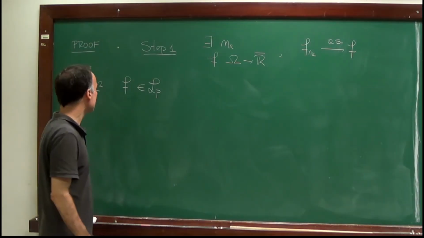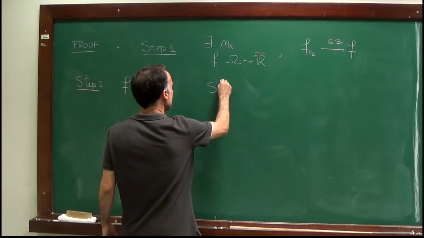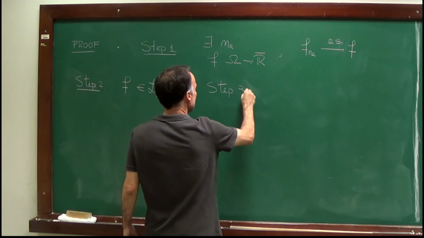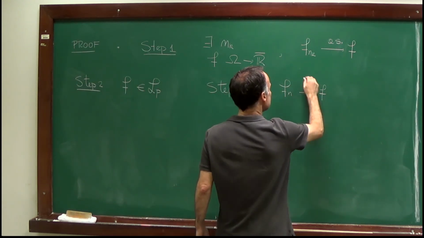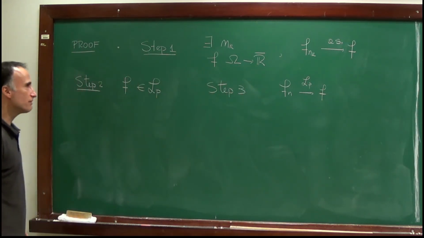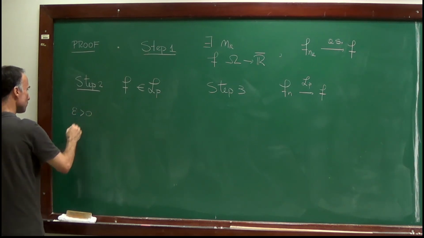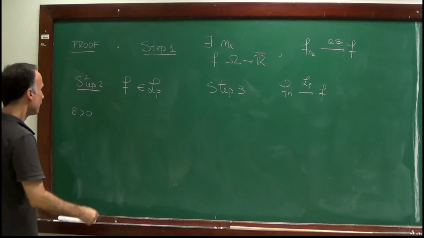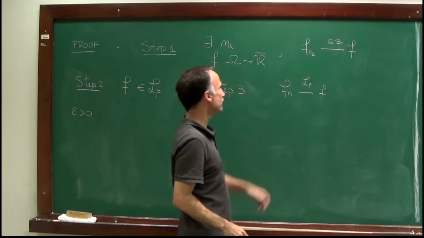Now let's complete the proof. So now step 3. I claim that fn converges to f in Lp. And again, we will use Fatou. So fix epsilon positive. Well, this function f is the limit of f_nk.